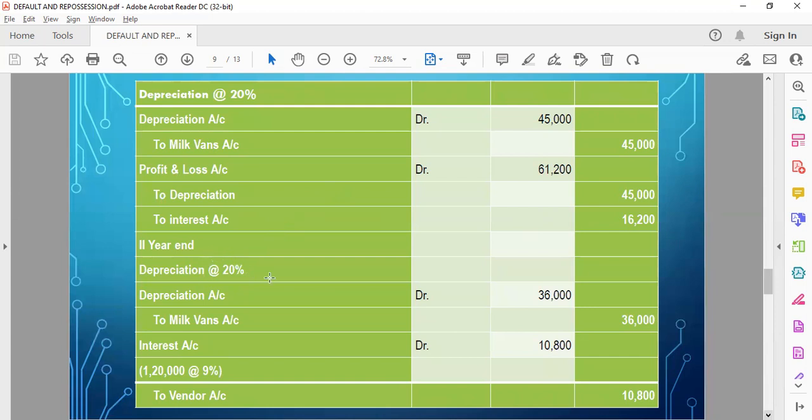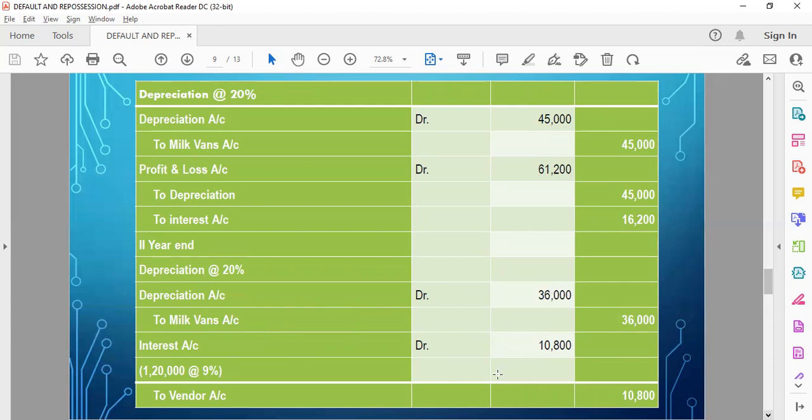Then we'll move to the second year depreciation. For the second year we are going to calculate depreciation at 20%. Already we have worked out 1,80,000 is the total amount, so 1,80,000 into 20 by 100, you will get 36,000. So depreciation account debit 36,000, to milk vans account 36,000.